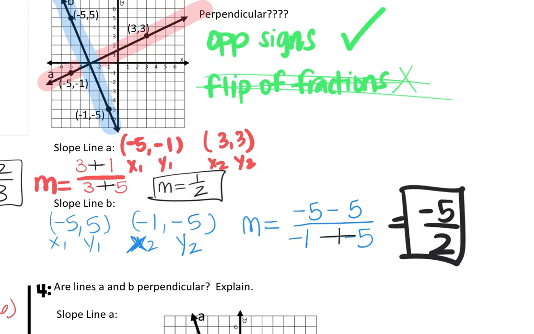They must have both of these things true. And because one of them is not true, I'm going to say no. They are not perpendicular. Both of these things have to be true. So no.